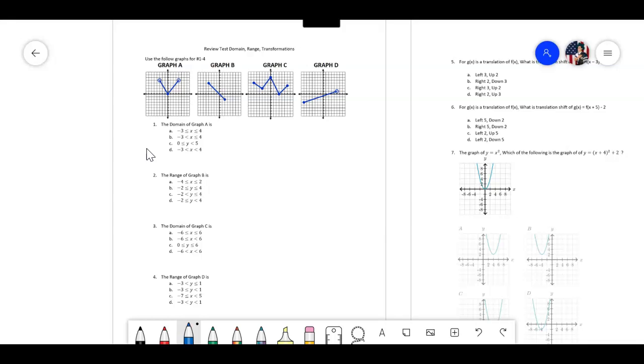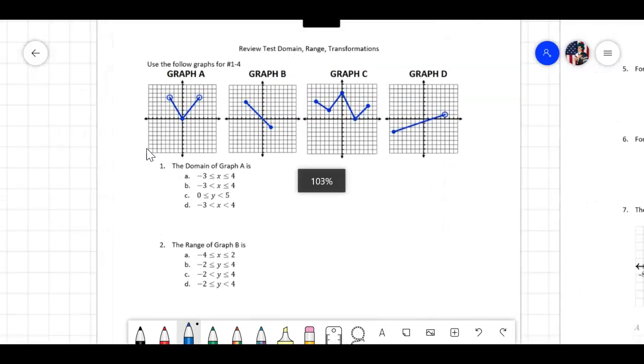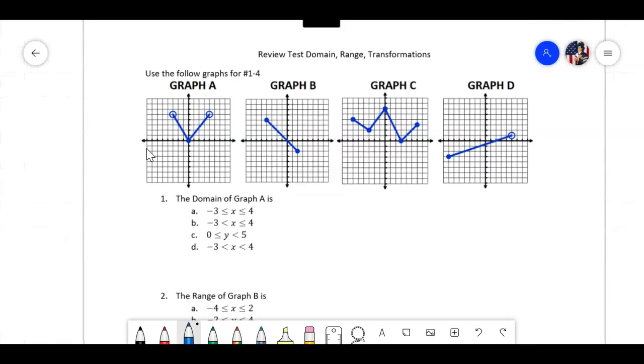All right. A lot of this is going to look just like the quiz we did with a little bit of translations on it too. So, looking at this on number 1 through 4. Number 1 says, what is the domain of graph A?